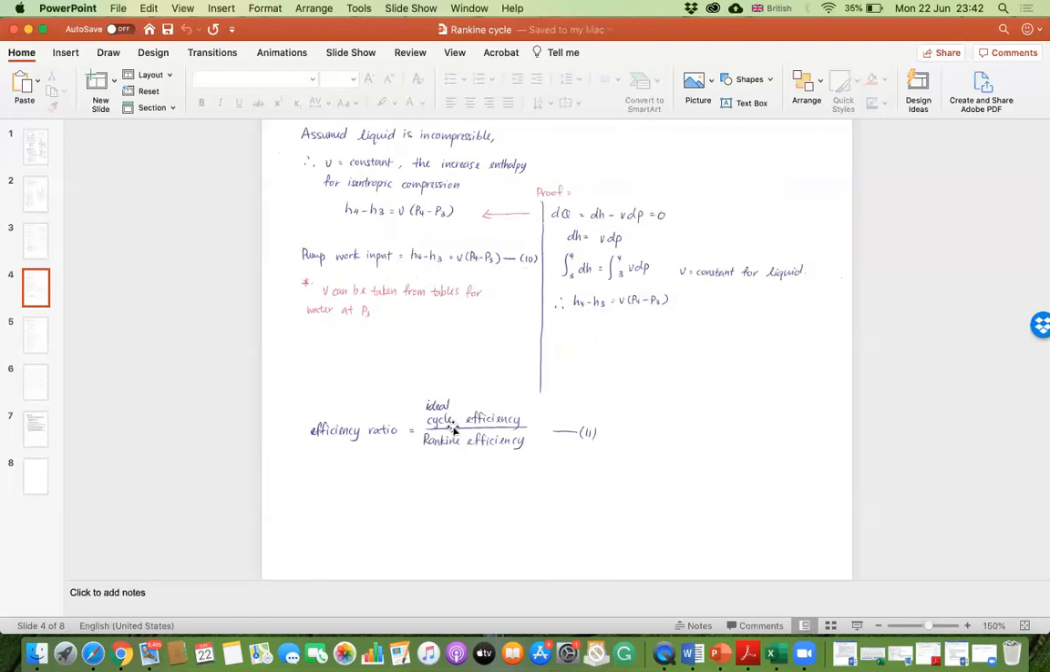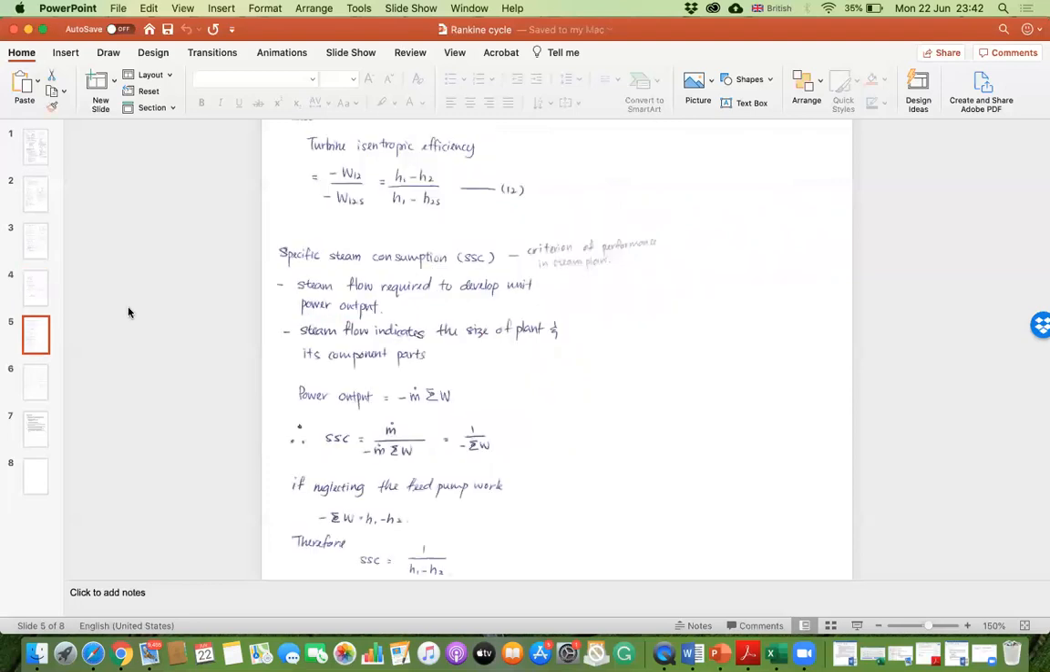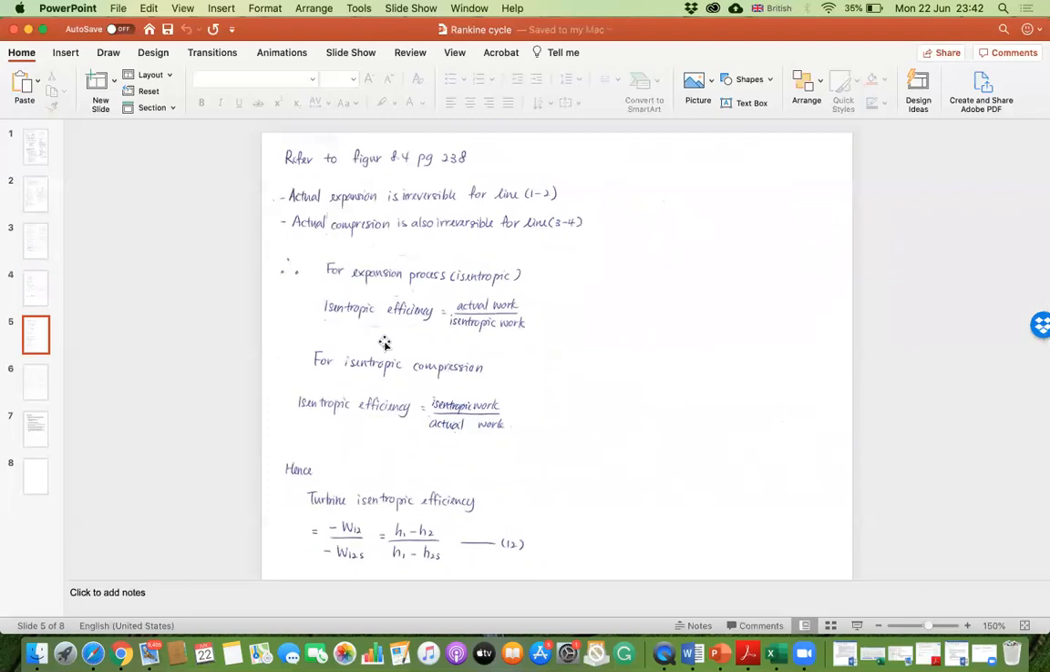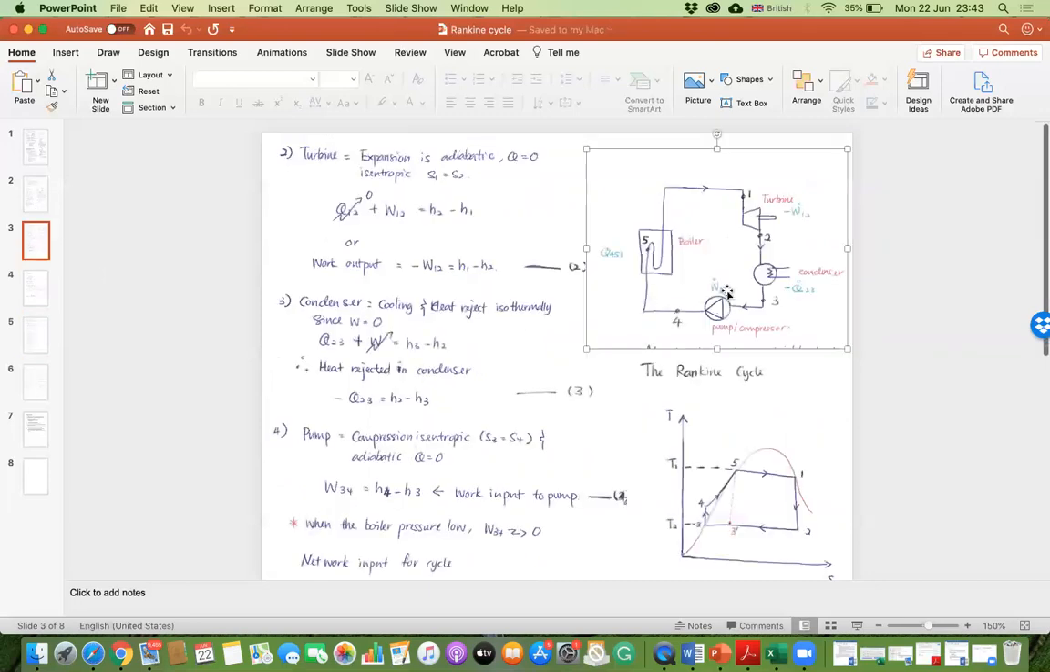The efficiency ratio is the ideal cycle over the Rankine cycle. What does that mean? The actual expansion is irreversible from 1 to 2. Let's have a look.